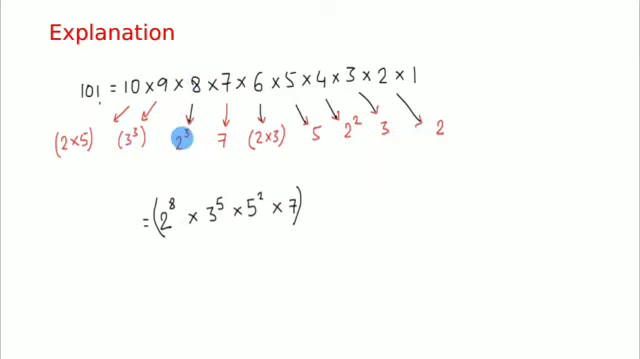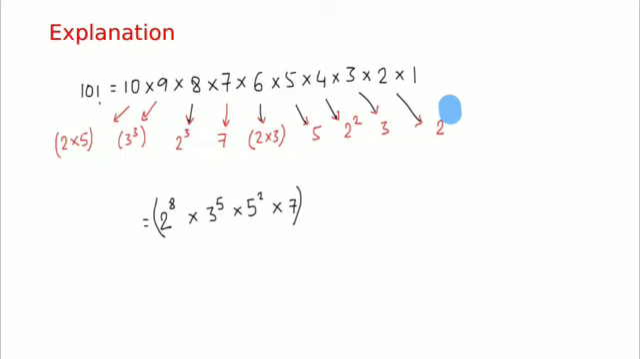8 can be written as 2 cube. 7 will remain 7 because 7 is a prime number. So the only factors of 7 are 7 and 1. For 6, it's 2 into 3. For 5, it's 5. For 4, it's 2 square. For 3, it will remain 3. For 2, it will remain 2, with the power of 2 being 1.